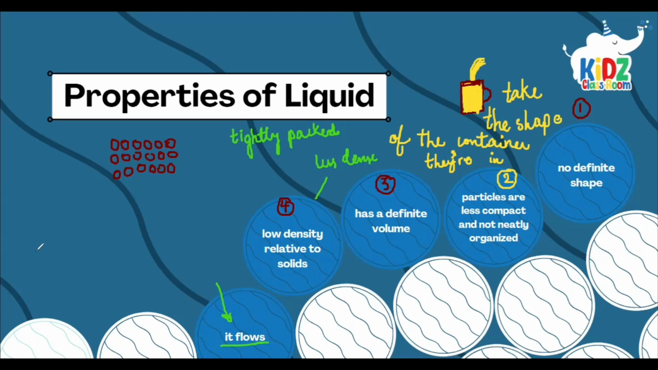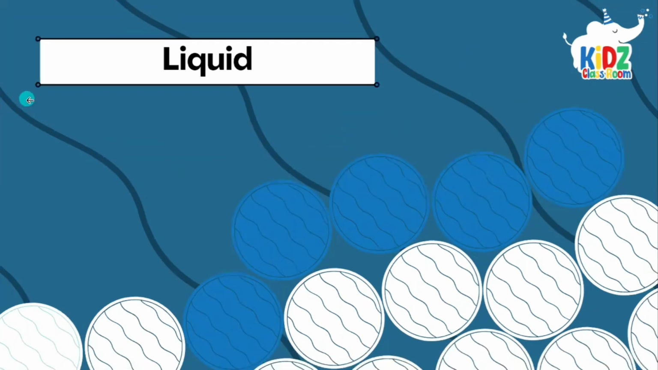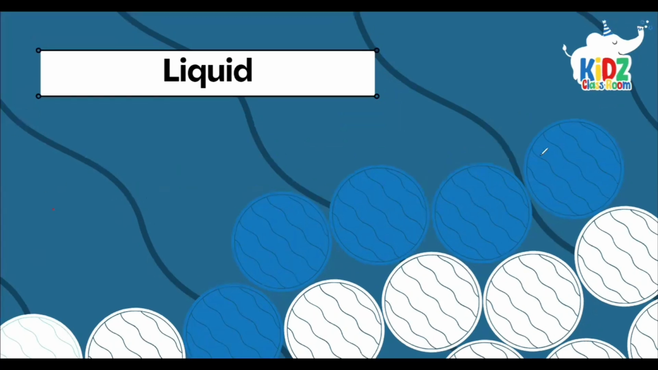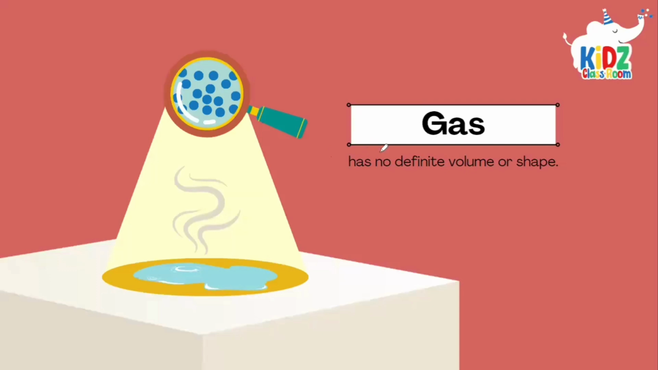So let's move on. Now give me some examples of liquid. What are the examples of liquid? Well done. Water, then juice, then what else? Milk. So there are many examples of liquid around you. Let's move on and learn about gases. Gas has no definite volume or shape.